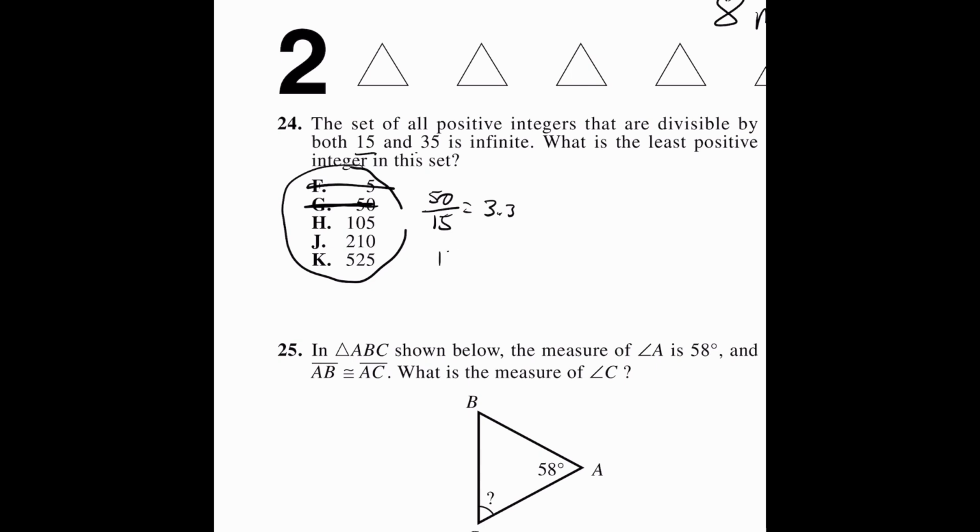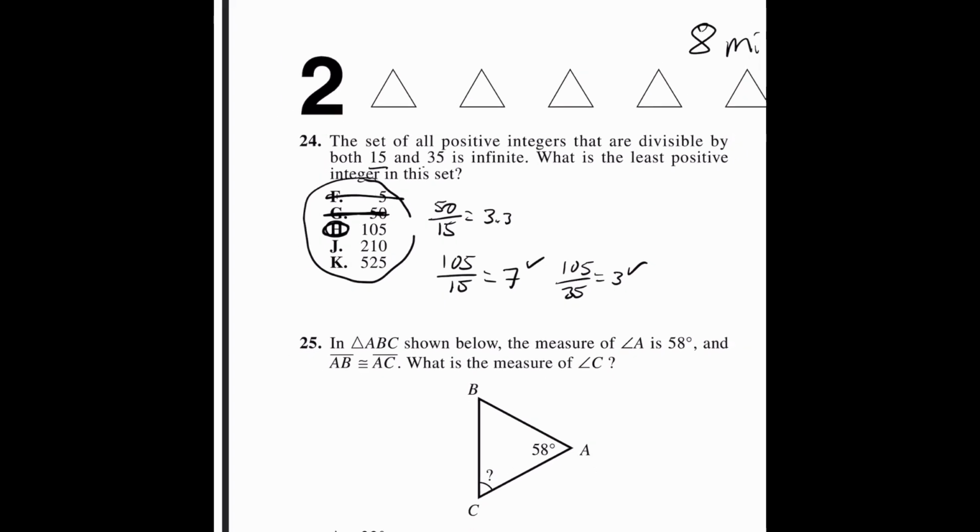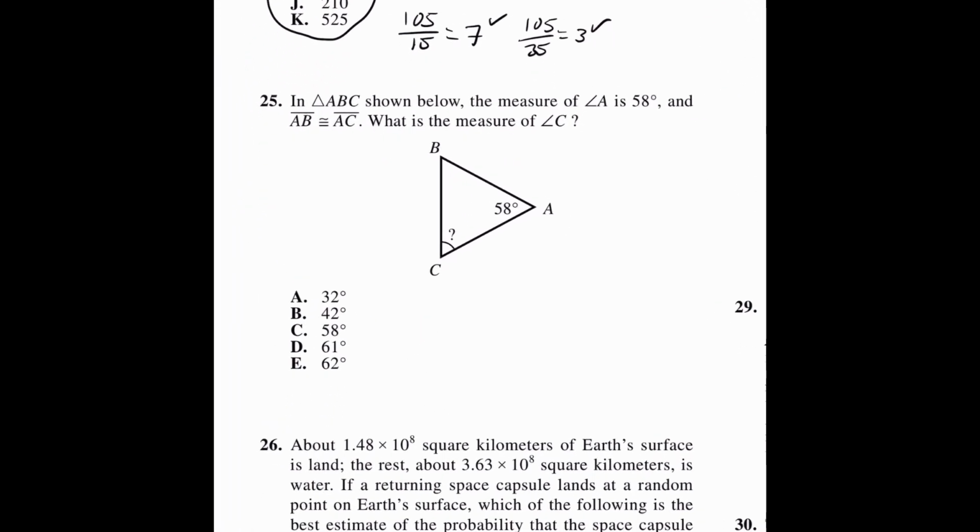105. You divide that both by 15. Let's see what we get here. Let me pull up my calculator. And you get 7. Okay, great. That works. 105 divided by 35, your answer is 3. That works. Okay, great. We don't have to look any further. That's our answer. Okay. So now number 25.